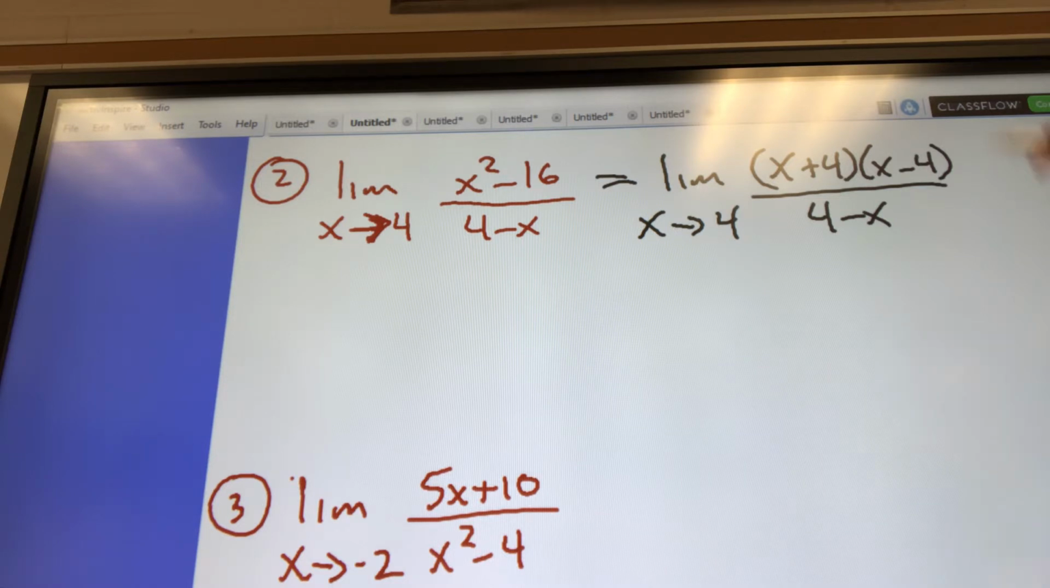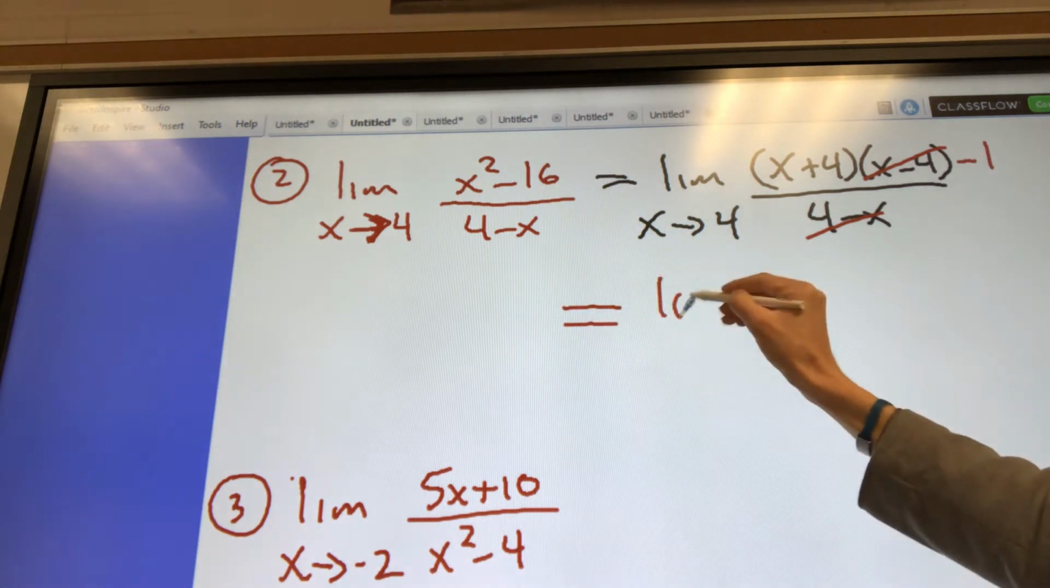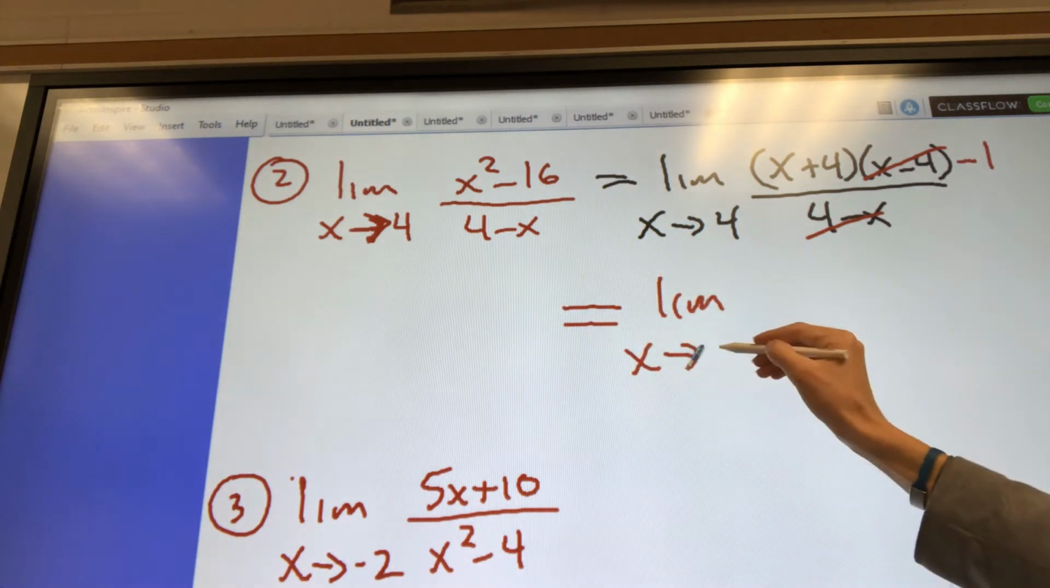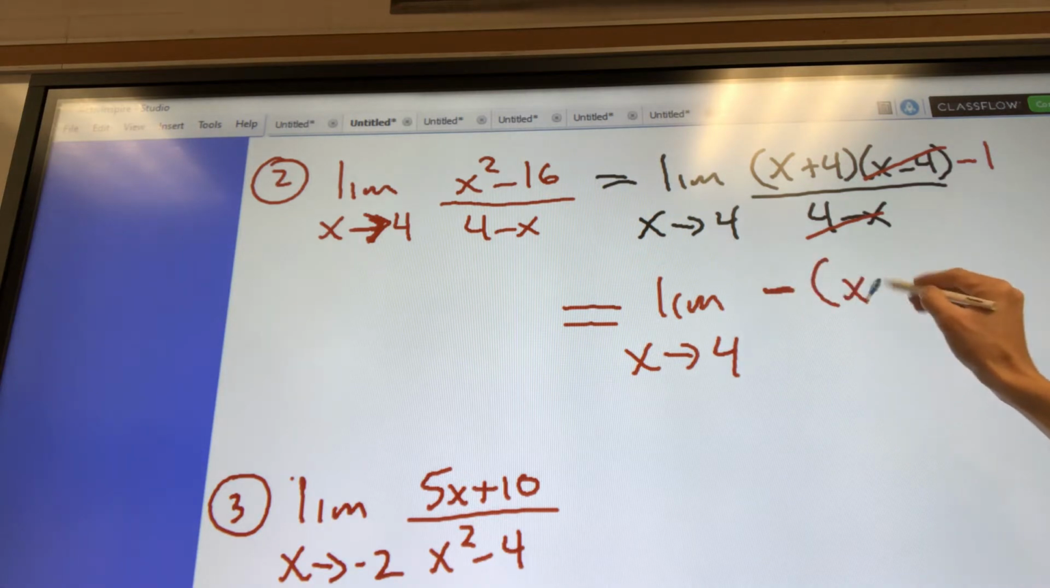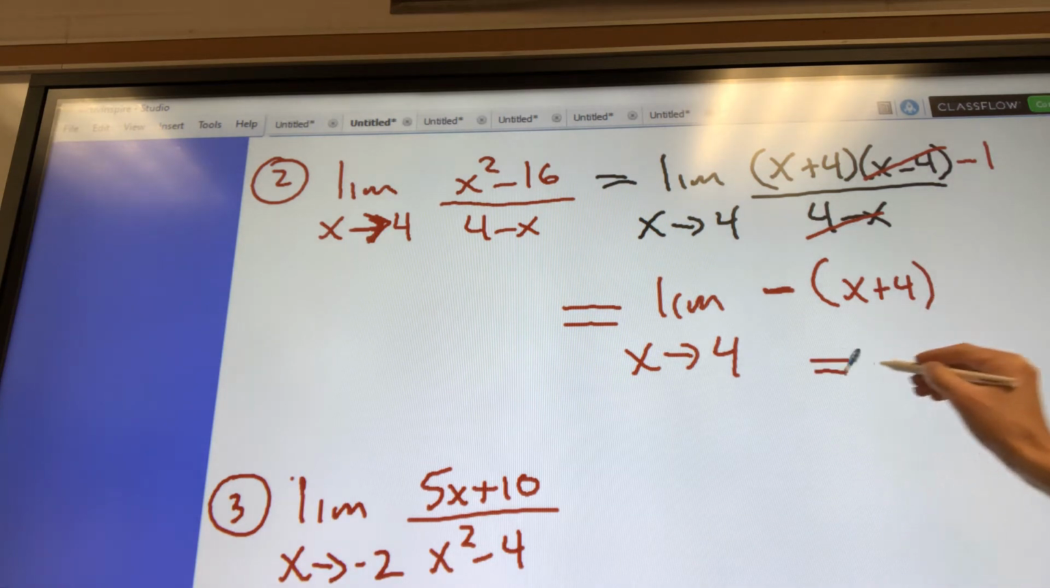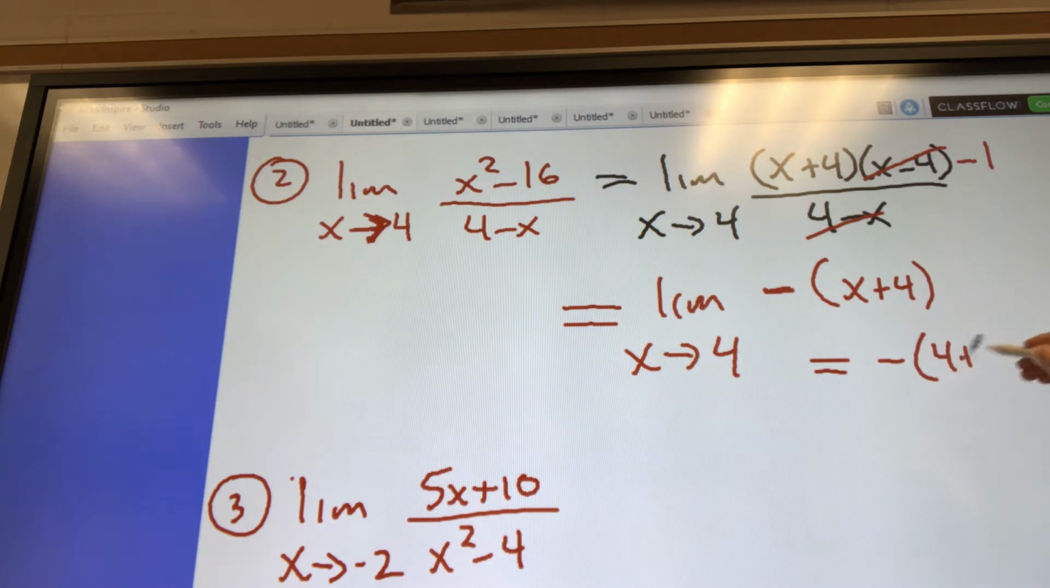Just let x be 0: you get negative 4 over positive 4. Let x be 5: you get 1 over negative 1. These cancel to give you negative 1. So now I have the limit as x goes to 4 of negative 1 times x plus 4. Nothing in the denominator, so now I can plug 4 in for x. My answer will be negative 8.